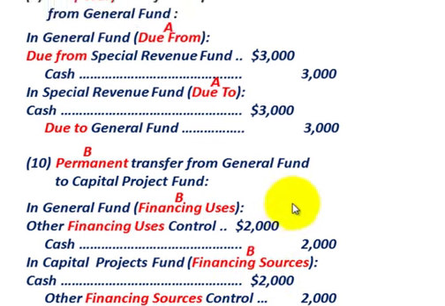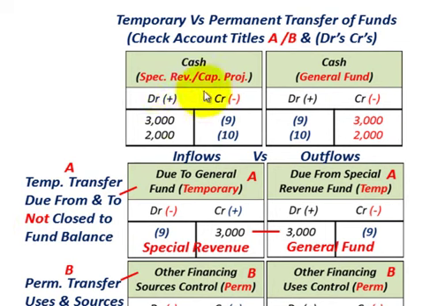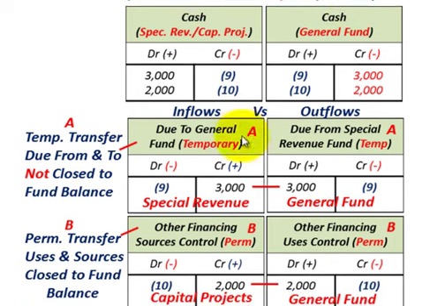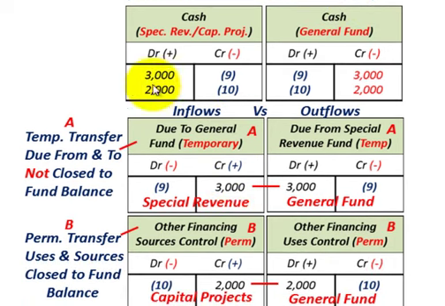Okay, so let's look up at our T accounts. Again, temporary versus permanent transfers of funds. What you want to do is check your account titles, the difference between temporary and permanent, and look at your debits and credits. So I've got everything laid out here in T account form. I'm showing inflows here. That's going to be the fund that's receiving some cash, and that's on the left side, and I'm showing it in T account form.